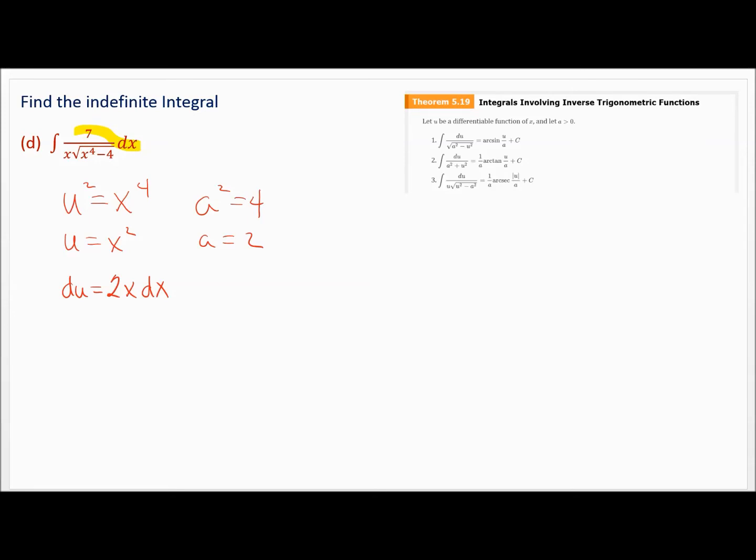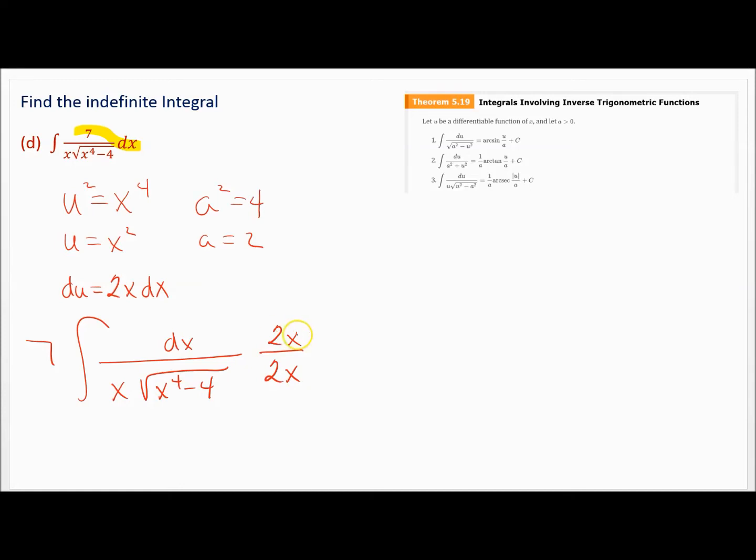Well, the first thing is I don't need that 7. Okay, so folks, I'm going to pull that 7 out. So it's going to give me 7, the integral, and that leaves me with a dx. And on the bottom, I have x square root of x to the 4th minus 4. Now again, remember what I need? I need a 2x, right? Now watch this. What if, just what if, I multiplied by 2x over 2x?